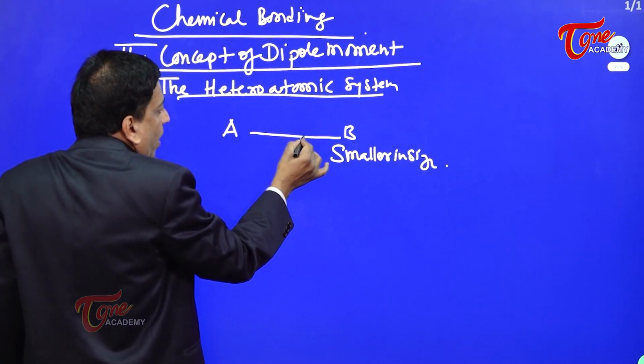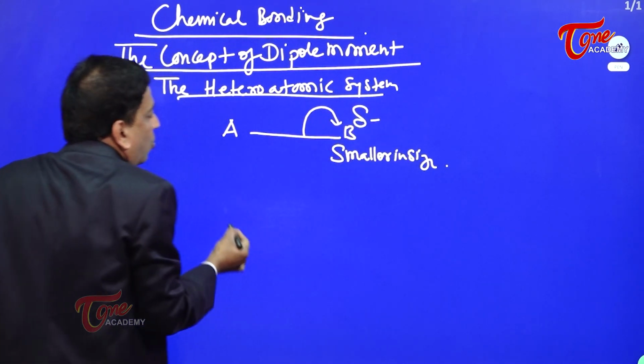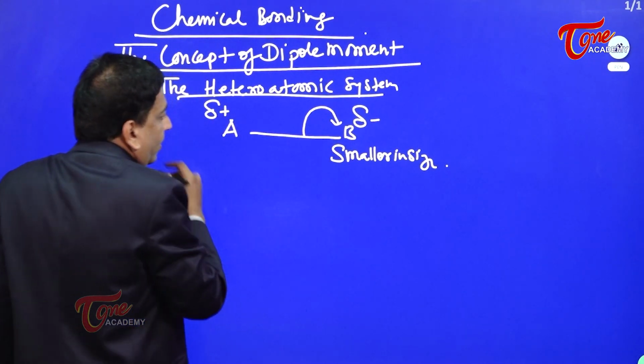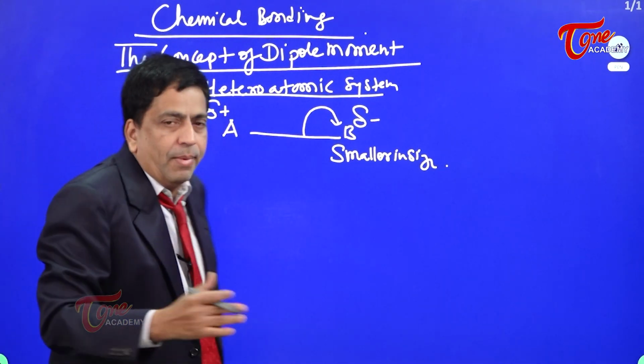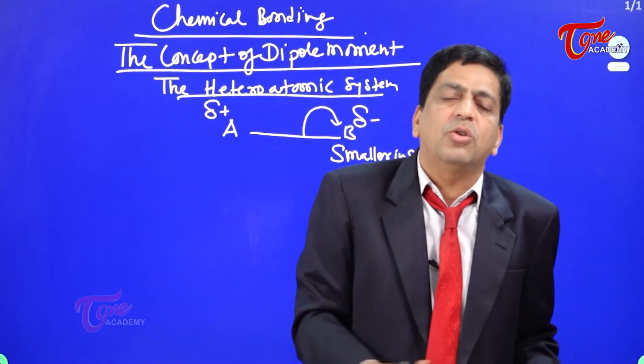When you are smaller in size, you actually pull it. So you develop a partial negative charge, and this develops a partial positive charge. So the poles have been developed, right? And remember, when the poles are developed, as I said, in a heteroatomic system, there is something to measure.